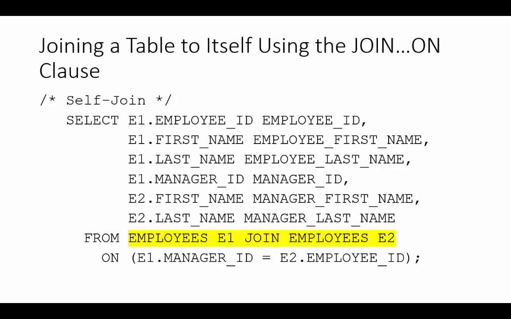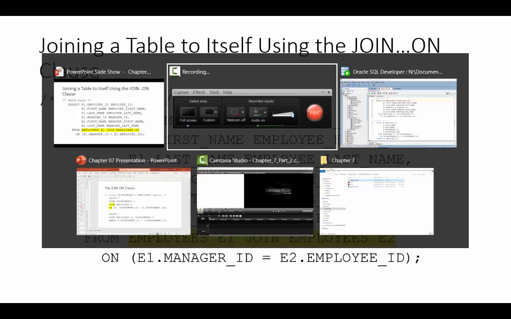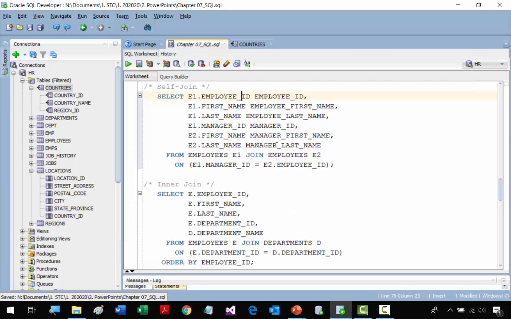Okay, so we come to a self join, and we're going to go to SQL Developer, and we're going to join employees, and the first appearance of employees, we're going to give it an alias of E1. And employees, we're going to join it to itself, and we're going to give E2 alias for the second occurrence of employees. So let's go look at the employees table.